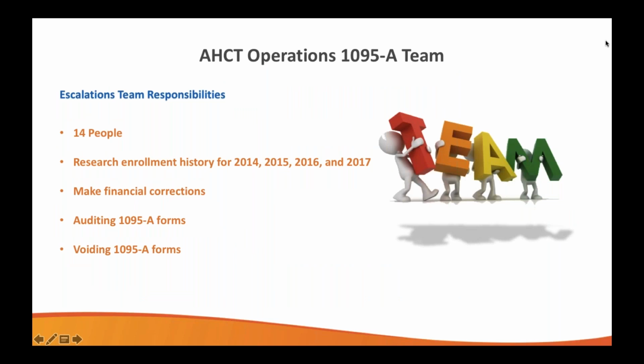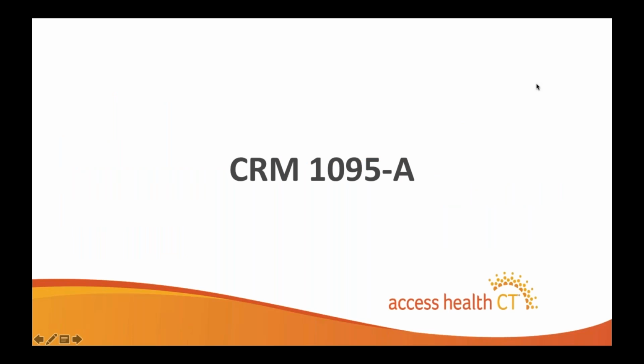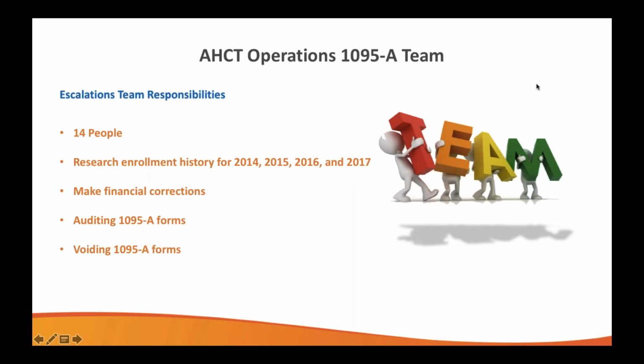So this is my team, the Operations 1095A team. There's 14 of us. They research for 14, 15, 2016, and 17. They make financial corrections. They audit the 1095A forms, and they void the 1095A forms. So what happens is a caller calls in and they have a problem. So we would look at the problem.